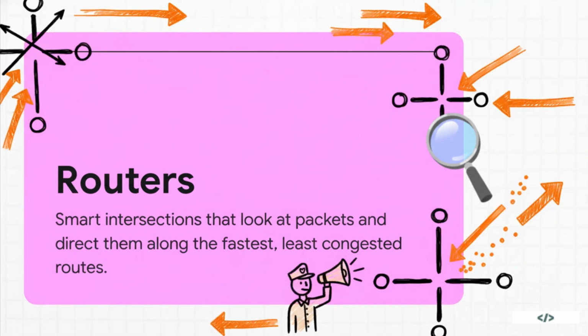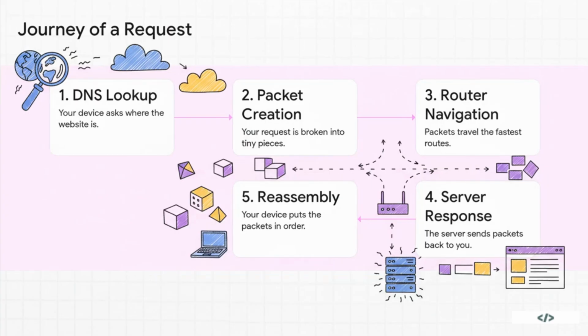So how do all these little digital postcards find their way? Well, they're guided by routers. Routers are basically the traffic directors of the internet. They sit at all the major intersections of the network, and as each packet arrives, the router takes a quick look and says, okay, the fastest way for you to go right now is that way. And if one path is jammed with traffic, no problem. The router just sends the packet down a different road. And the craziest part? This whole sequence happens in literal milliseconds.